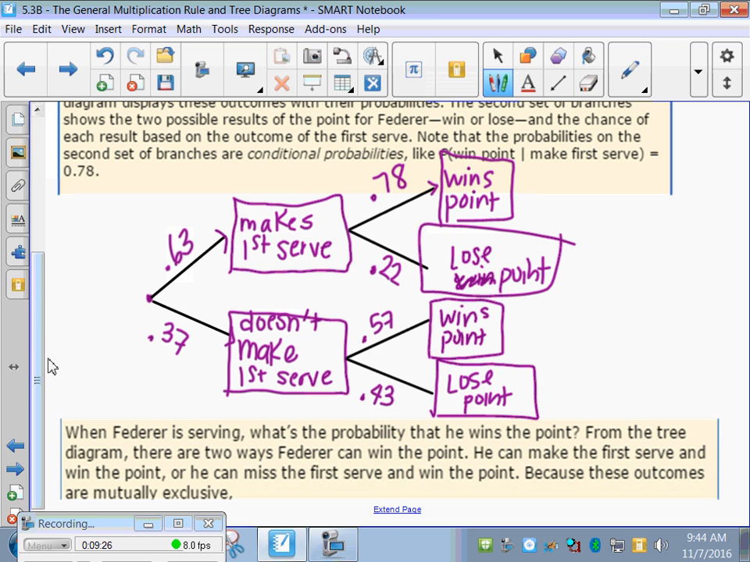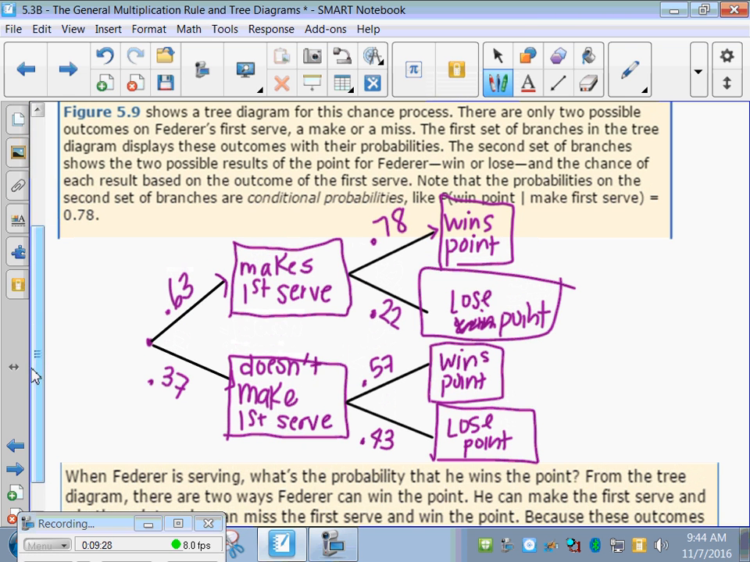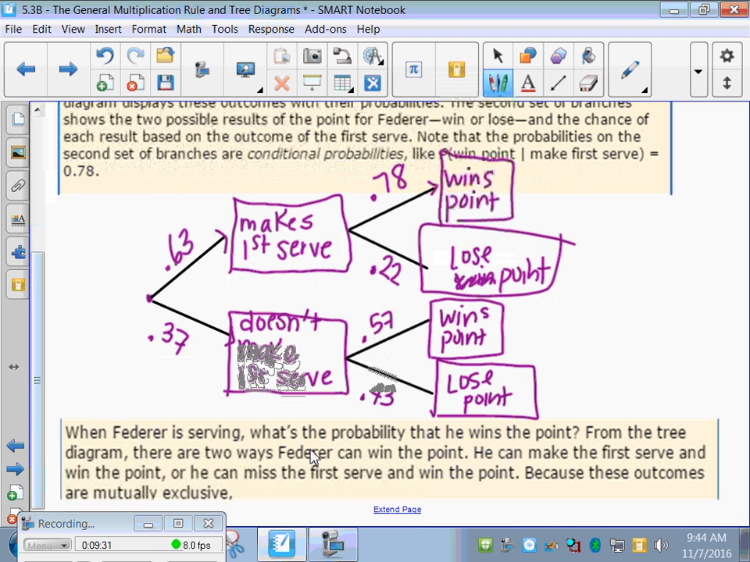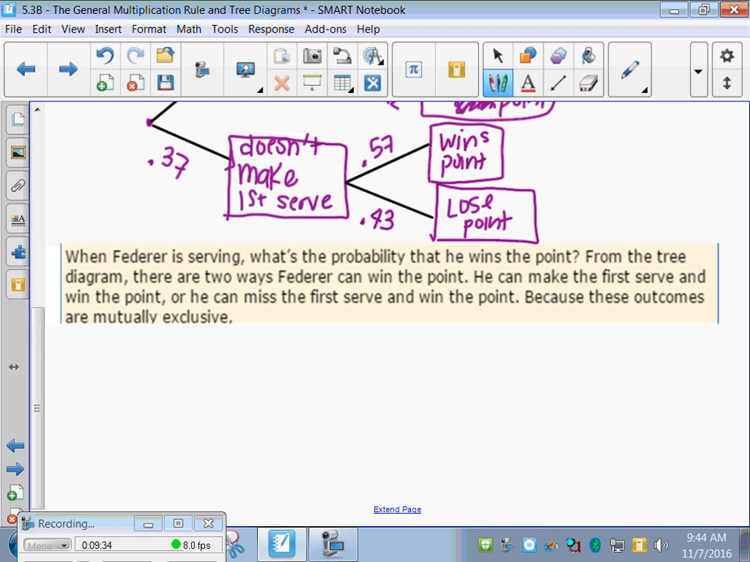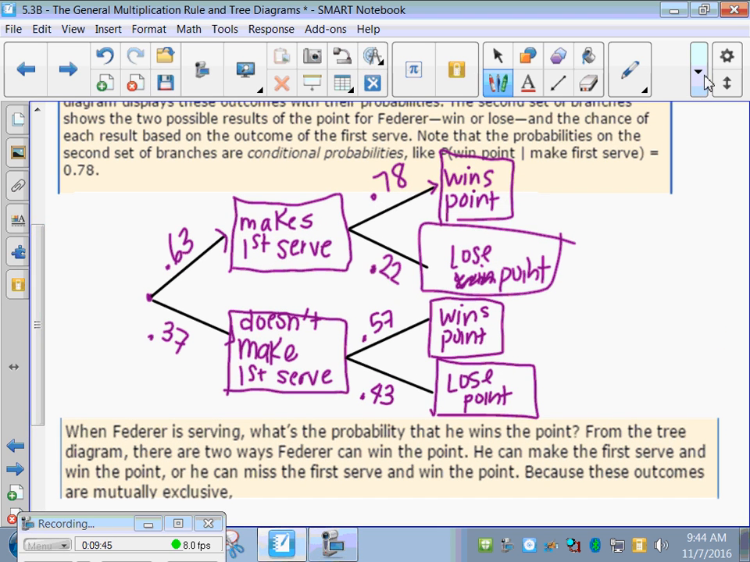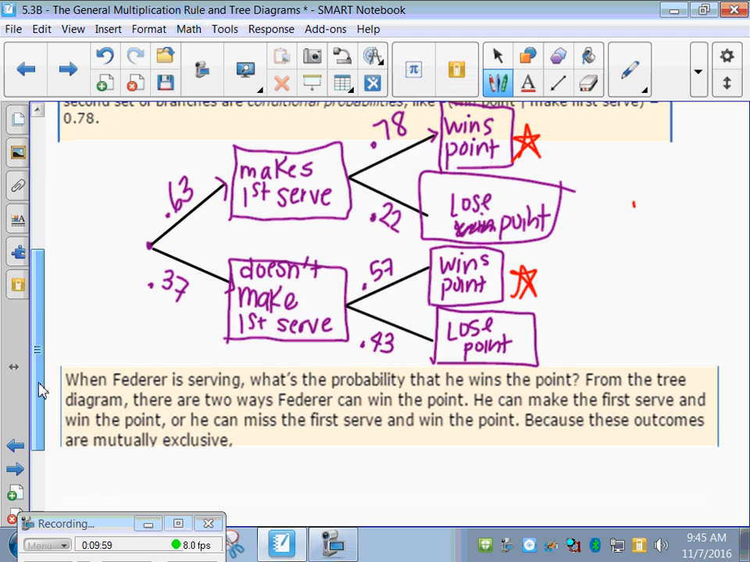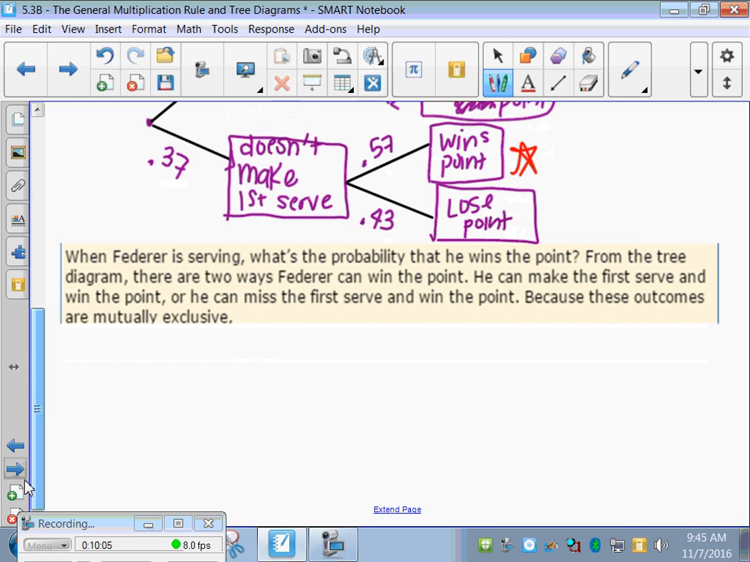Now we got to answer our question. So let's see. Is there a set of branches? We already did that. All right. When Federer is serving, what's the probability that he wins the point? Okay, just the probability that he wins the point. Well, there's two ways we can go about finding this. He wins the point here when he makes the first serve, and he also wins the point here even when he doesn't make the first serve. So we have two probabilities we are going to add up because they're mutually exclusive, we are using the general addition rule after we use our multiplication rule.